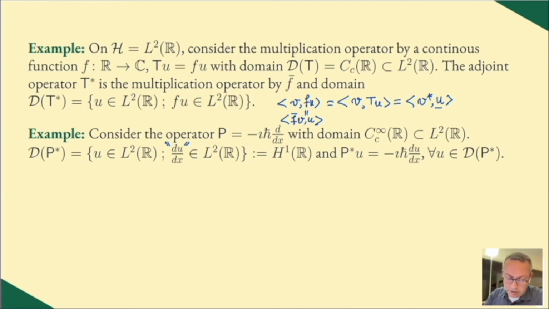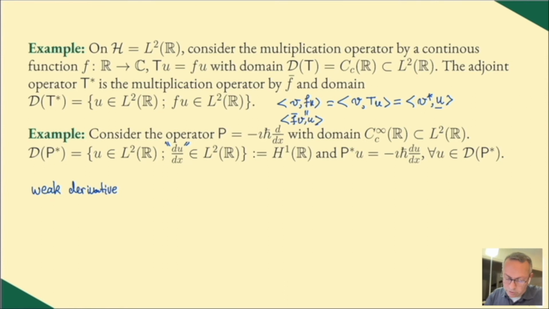You see here it's not the usual derivative. I'm not assuming here that U is of class C1 or that it is differentiable. So I'm not saying that the domain of the adjoint is the set of differentiable functions whose derivative is in L2. It's a little bit larger than that. So this derivative is what is called a weak derivative, and it is essentially defined by the integration by parts formula.